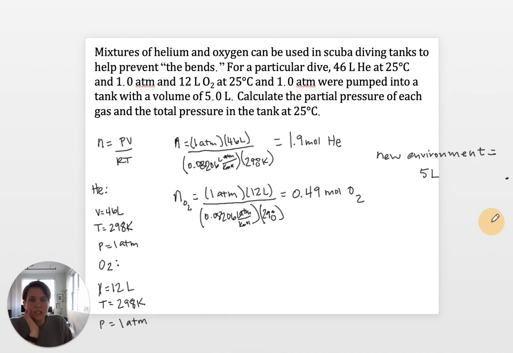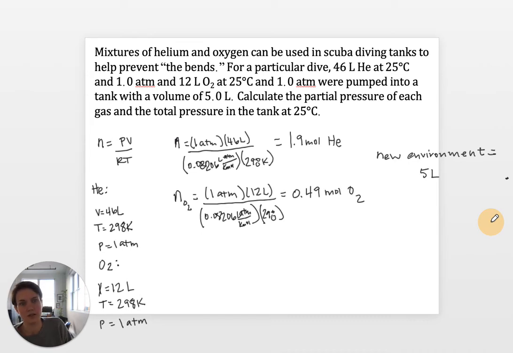So this question asks us the pressure of each gas and the total pressure. So we have to solve this a little long-winded, only because it asks us for the pressure of each individual gas. I'll never ask you to do that, but I'll show you another way to solve this if you just need to know the total pressure. So now we know the number of molecules being pumped in of each kind of gas.